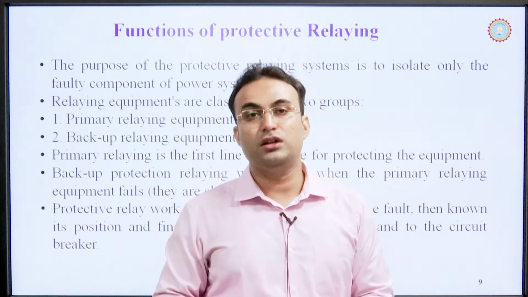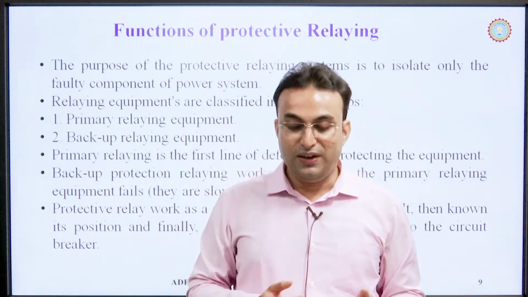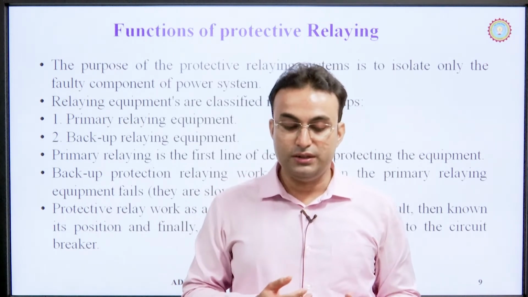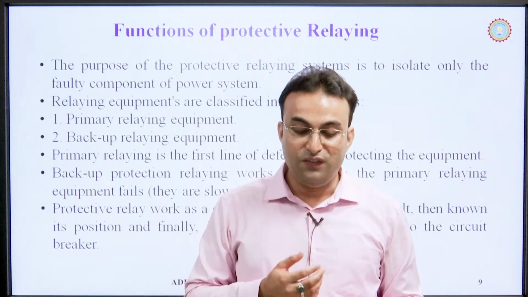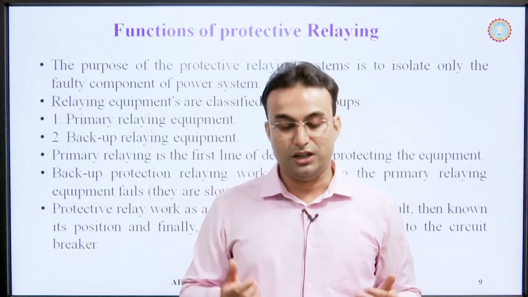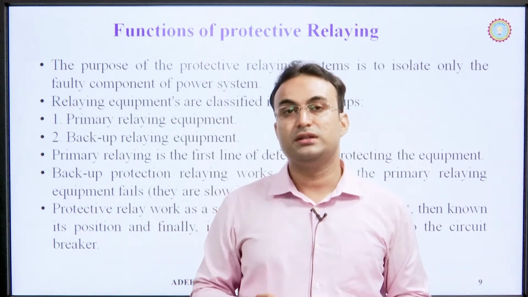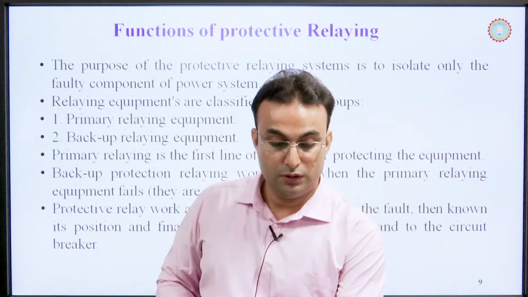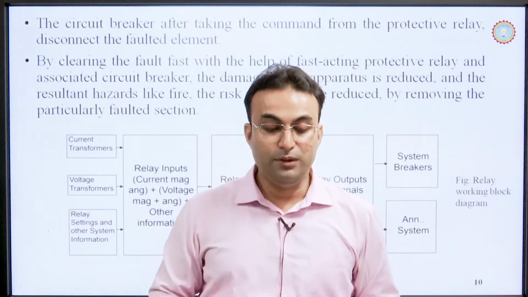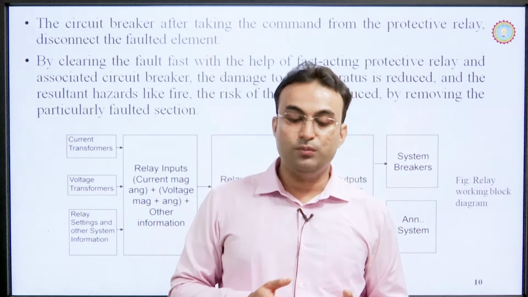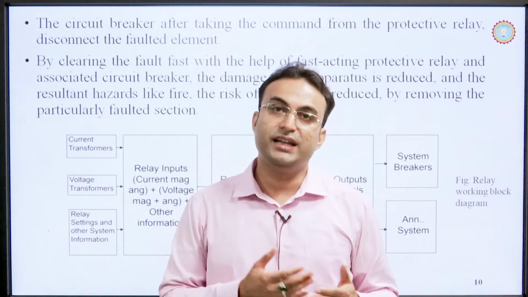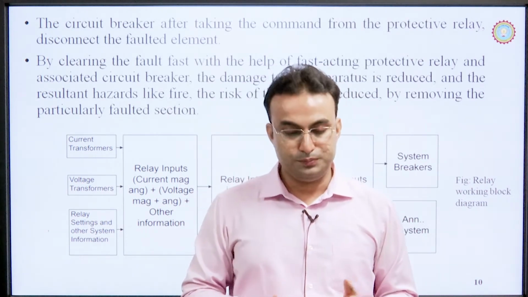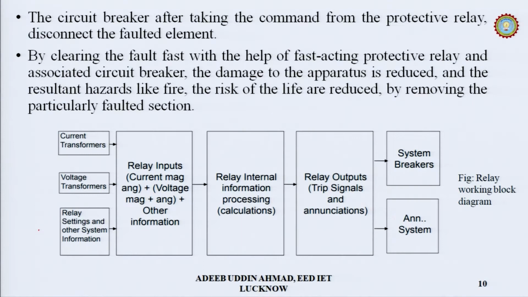Protective relays work as a sensing device. It senses the faults, then knows their position, and finally it gives the tripping command to the circuit breaker to trip the circuit. The circuit breakers, after taking the command from the protective relay, disconnect the faulty element. As you know, by clearing the fault fast with the help of a fast acting protective relay associated with the circuit breaker, the damage to apparatus is reduced.